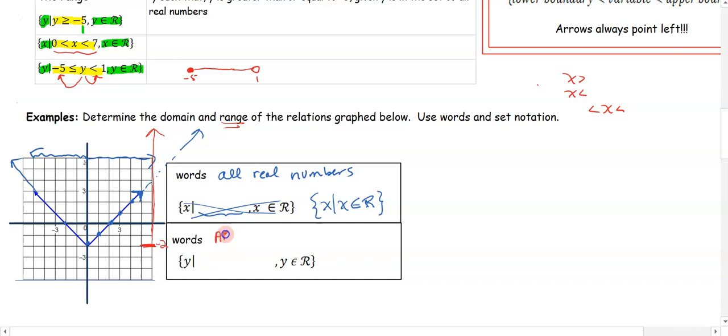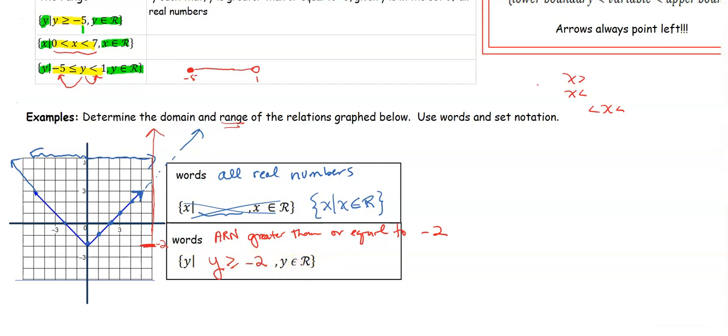I'm going to be lazy and say R for all real numbers greater than or equal to -2. And how would I write that mathematically in set notation? Y such that y is greater than or equal to -2, given y is in the set of all real numbers.